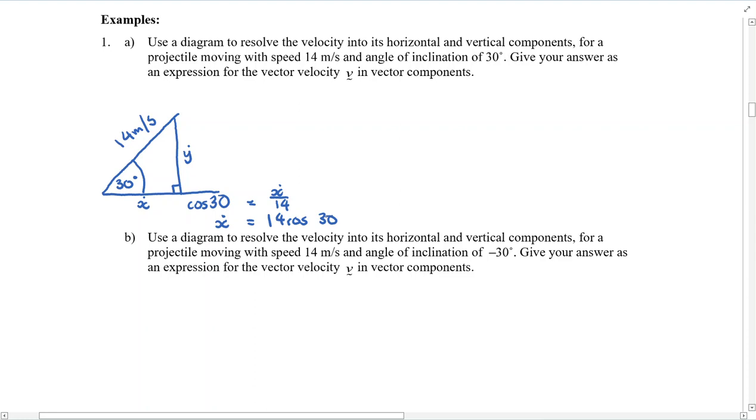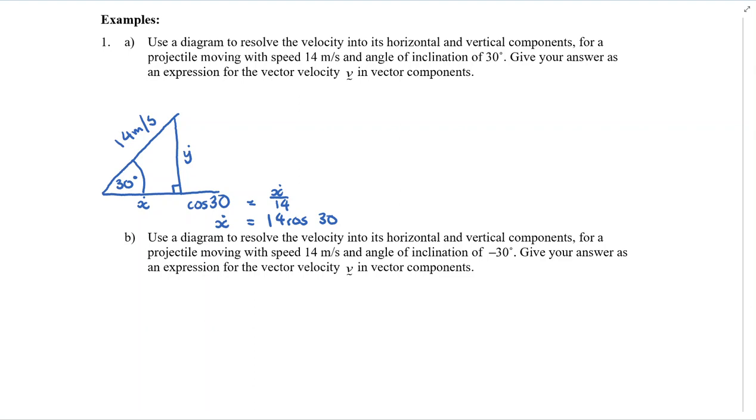Now, exact values. Cos 30 is an exact value. What is the exact value of cos 30? Or do we need a formula sheet? Cos 30, hey, you know what you do?